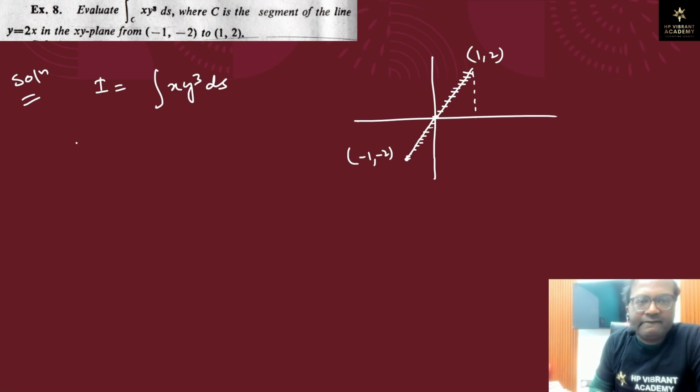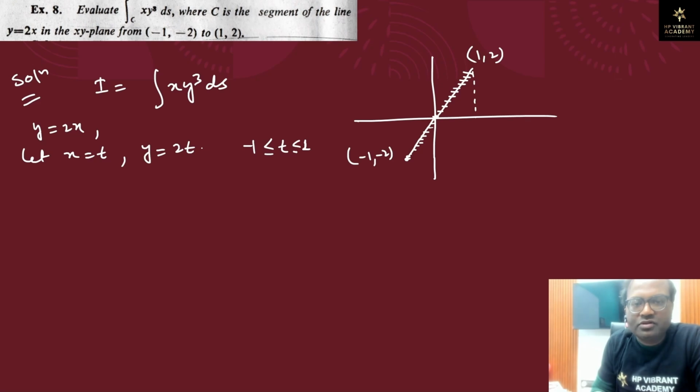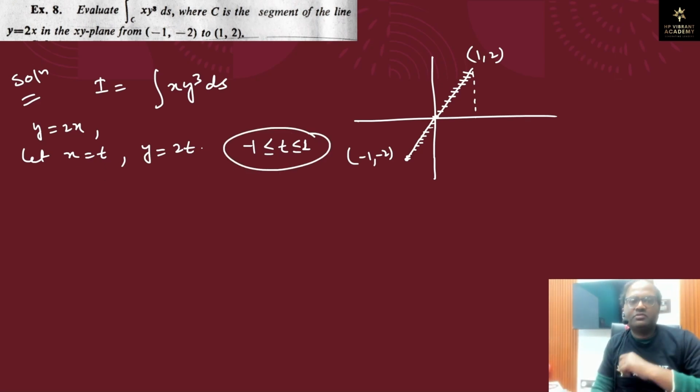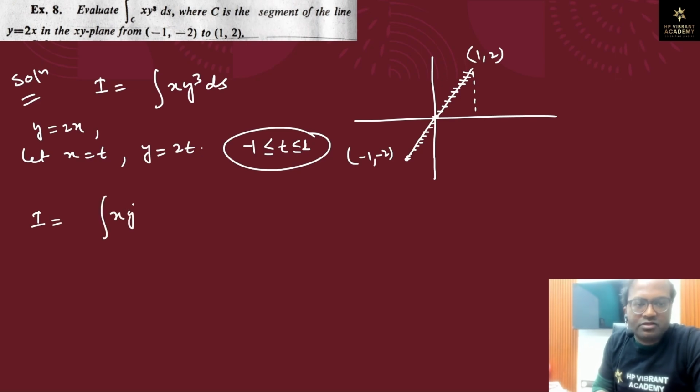So how we can solve this? Let us convert this into parametric form. We have the equation of the line as y is equal to 2x. So let x is equal to t, then y is equal to 2t, and t varies from minus 1 to 1, because x varies from minus 1 to 1. So let us evaluate this. We can write I as xy cube into ds upon dt into dt.